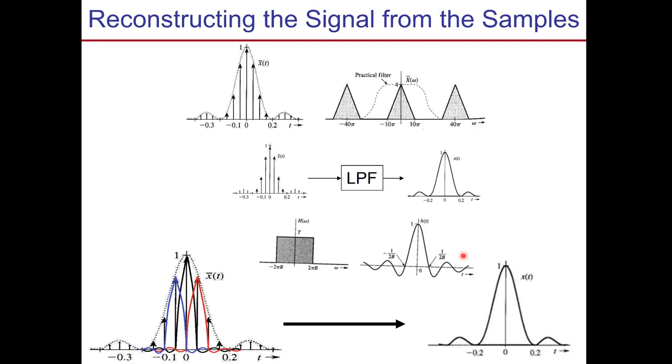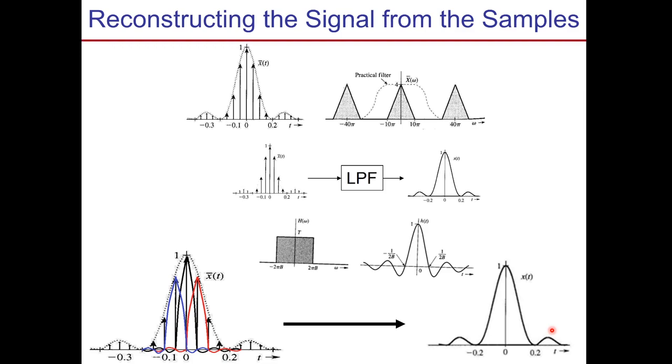So now the input to this low-pass filter is many, many impulses of different amplitude. When this impulse hits this low-pass filter, you will get a sinc function at this location. So that will be the blue one. Then when this impulse hits the low-pass filter, you get a sinc function, which is this black line. When this impulse hits, you will get this red sinc function. If you add all these sinc functions, you will get perfectly this signal, which is a continuous signal. And that's how we reconstruct the signal.